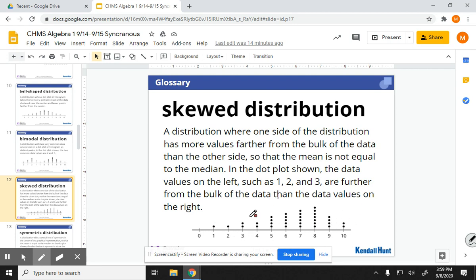Now if we go to skewed distribution, skewed means that there's not a lot on one side and there's a lot on the other. So you can kind of see how this starts off really, really low, and then it just gets all of our data clustered in one section pretty much right here. There's not much clustered over here at all. So that's why it is skewed.